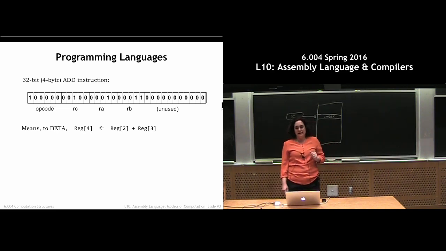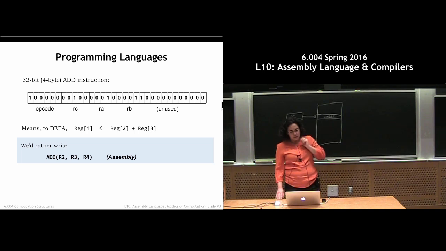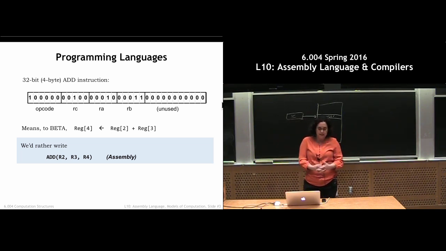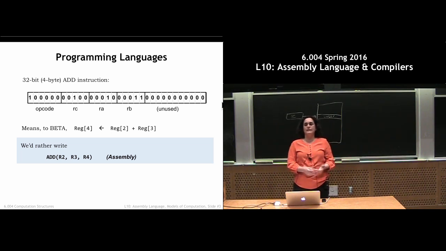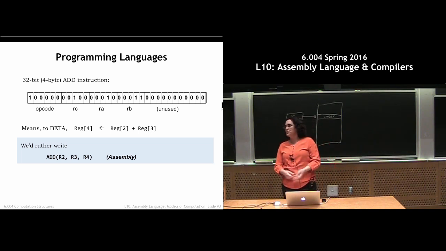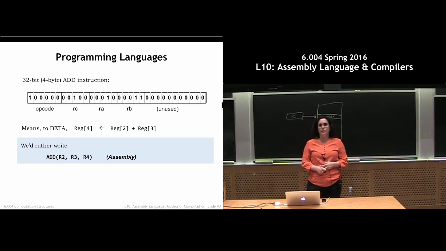We mentioned in the last lecture that it would be easier for us to specify this as something that looks like this, where we say add R2, R3, R4. The meaning of that is we want to take the contents of R2, add them to the contents of R3, and store that result into R4.